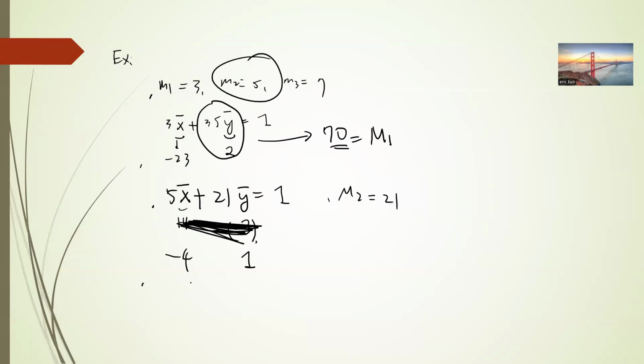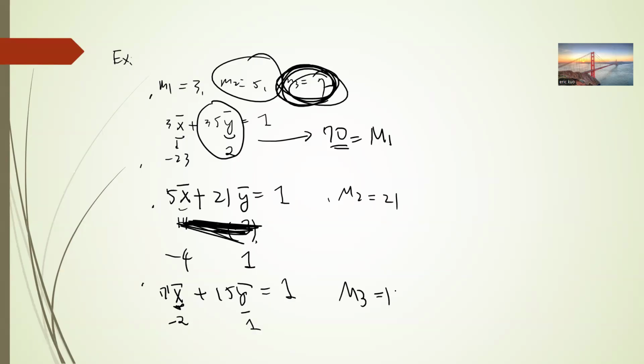So let's solve M3. So M3 is this guy. So I want to solve 7x bar plus 15y bar, which is 1. And I believe this is simple. I can choose... Oh, okay, I cannot. Okay. Right, so I can choose this x to be -2 and the 15 to be y. So M3 should be 15. So the answer will be 70A plus 21B plus 15C modulo 3 times 5 times 7. So which finishes the example.